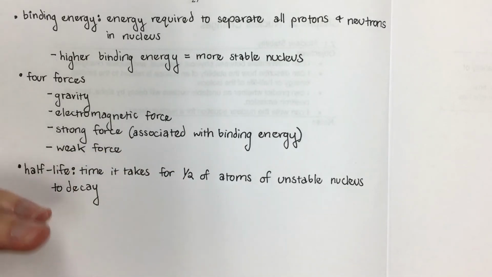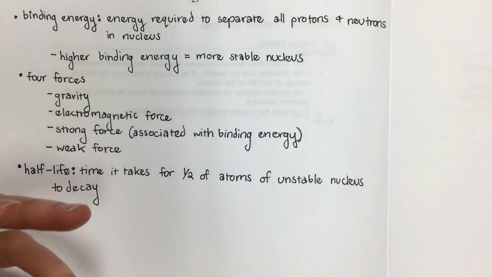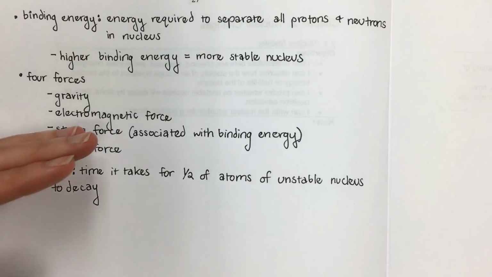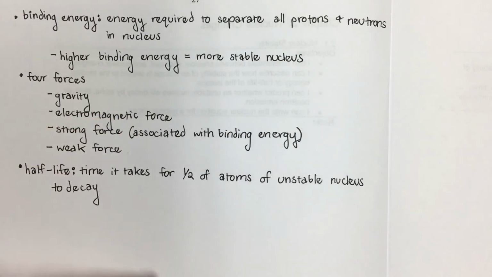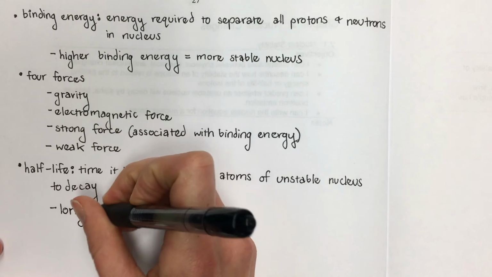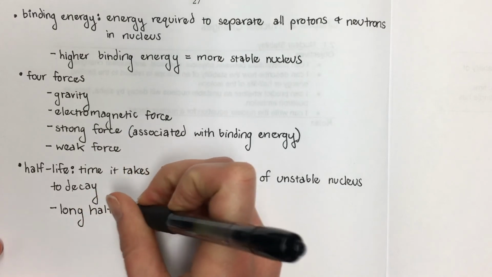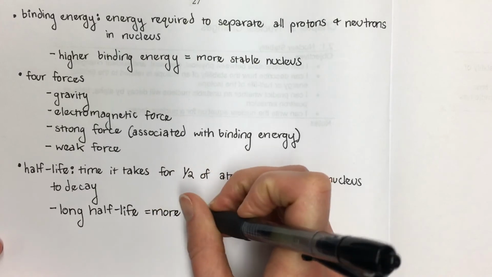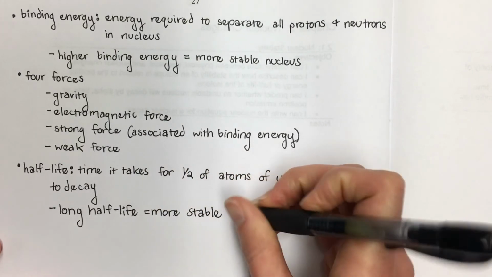So if I have 10 grams of carbon-14 and the half-life of carbon-14 is about 5,700 years, after 5,700 years that 10 grams will now be only 5 grams is radioactive, and the other 5 grams will no longer be radioactive. And we'll talk a lot more about that later, but what you need to know right now is that if elements have a long half-life, they are more stable. They're still radioactive, but they're more stable than something that has a really short half-life.